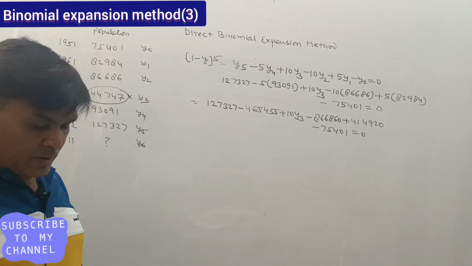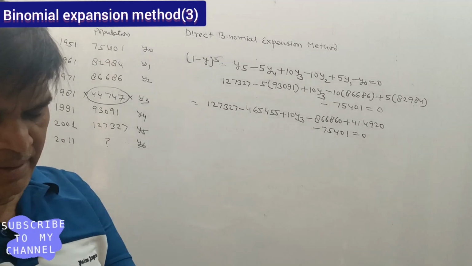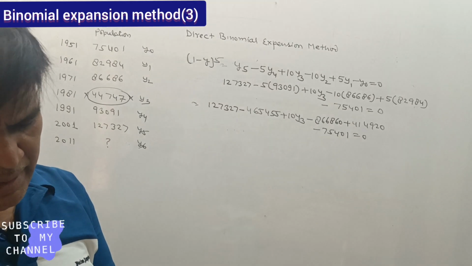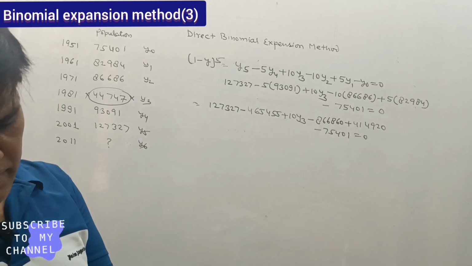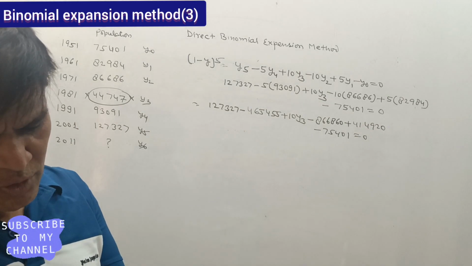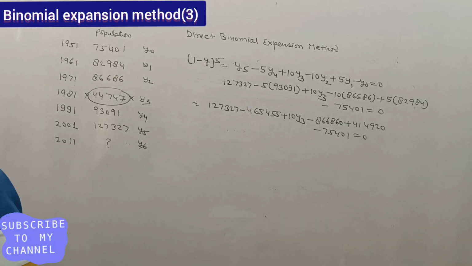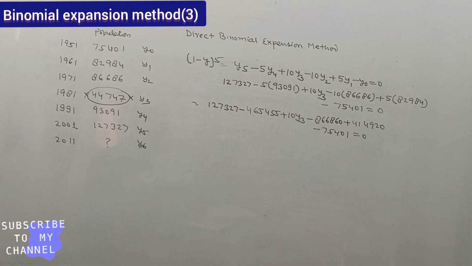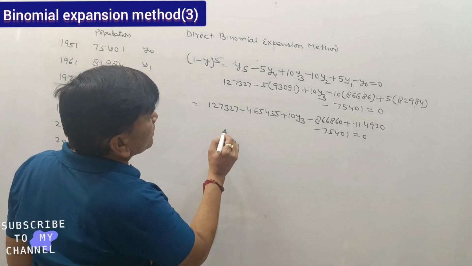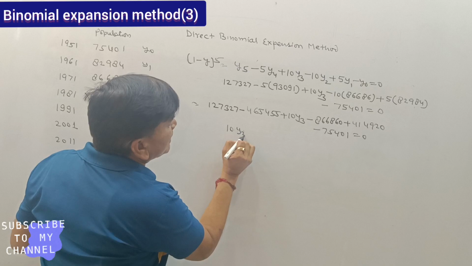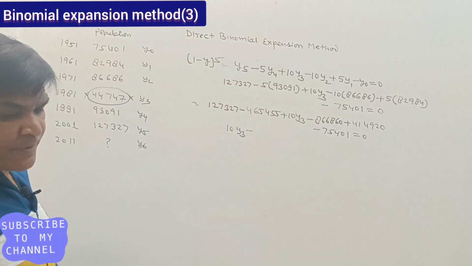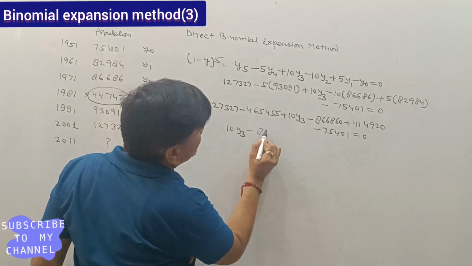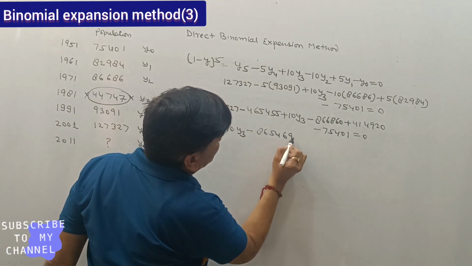Minus value. So the very first we will calculate directly the value of first, that is 865469. Okay. So now calculating this, 10 y3 minus 865469 is equal to 0.